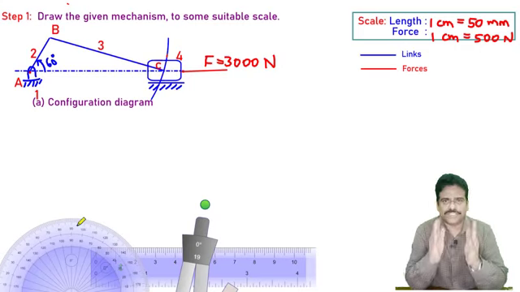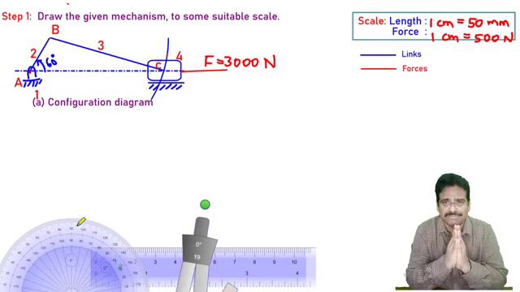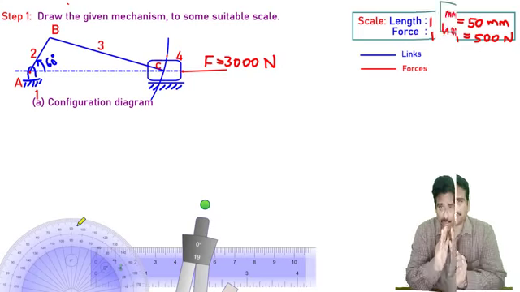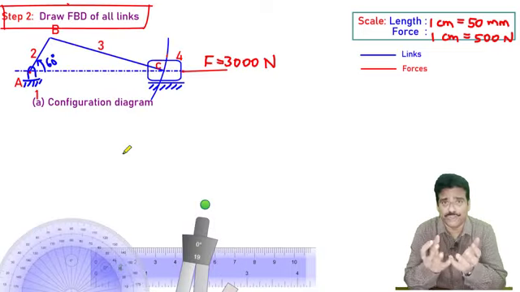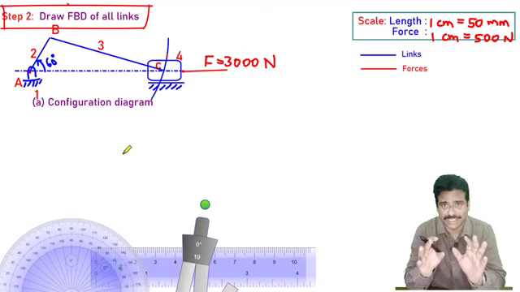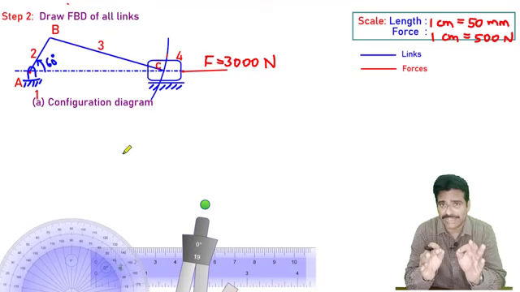Yes, we have obtained the configuration diagram at the end of step number 1. Now we will move on to step number 2. In step number 2, we need to draw the free body diagram of all the links. But as we are aware, link 1 is a fixed link and hence it will not have any free body diagram. So we have to draw the free body diagram of the remaining 3 links now.